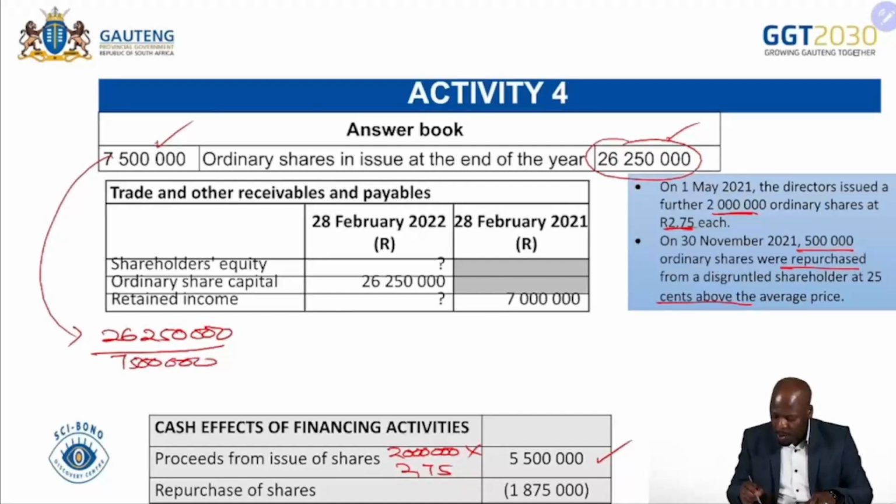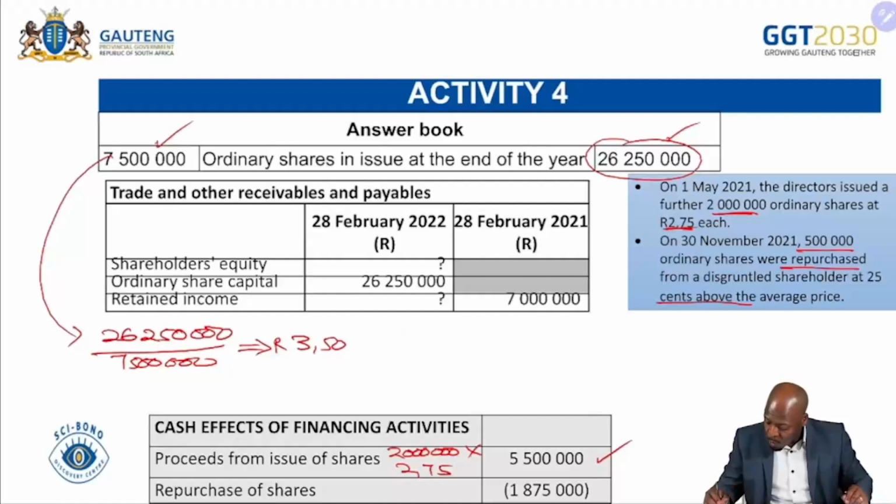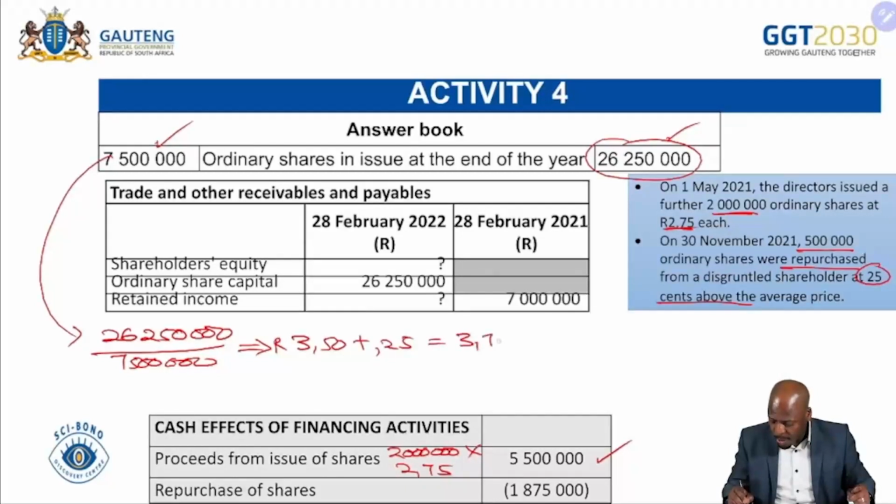I can do this because after the repurchase of shares, there was no other issue of shares. If a new issue of shares occurs, it will then change the average price. Then if I divide this, I'm going to get an average price of R3.50. So if I get my R3.50, that is average price, and I'm told here I paid 25 cents more or above. So I'm going to add 25 cents here. That means it becomes R3.75. So on the repurchase of shares, therefore, I'm going to say 500,000 shares multiplied by R3.75.